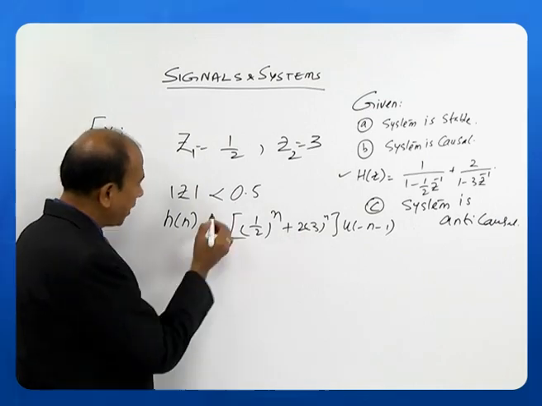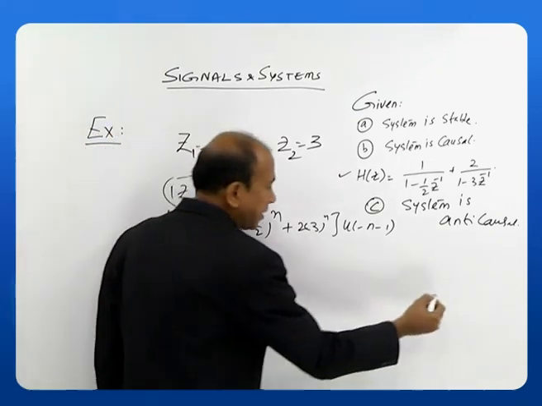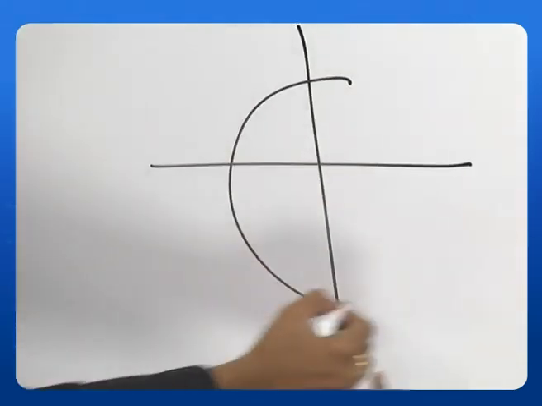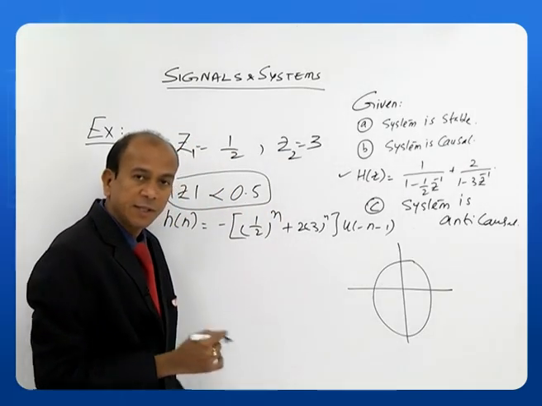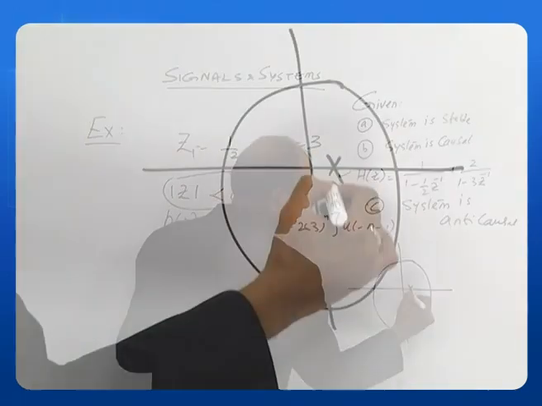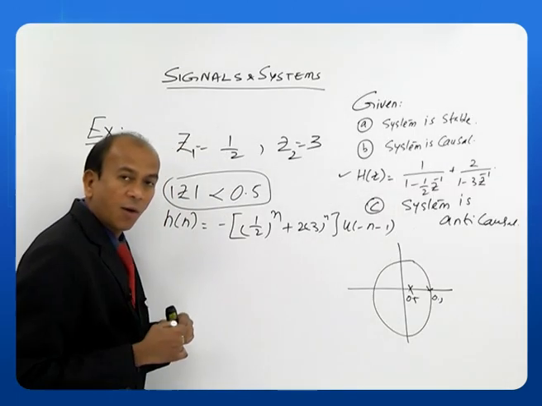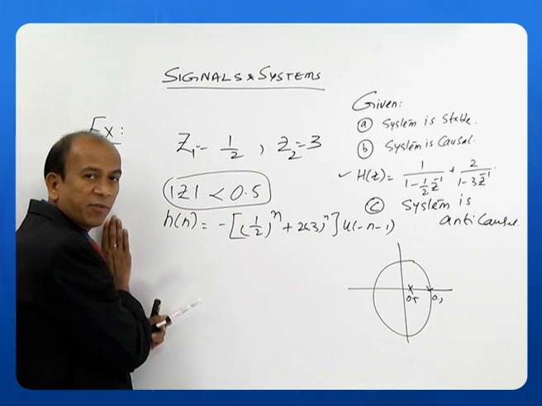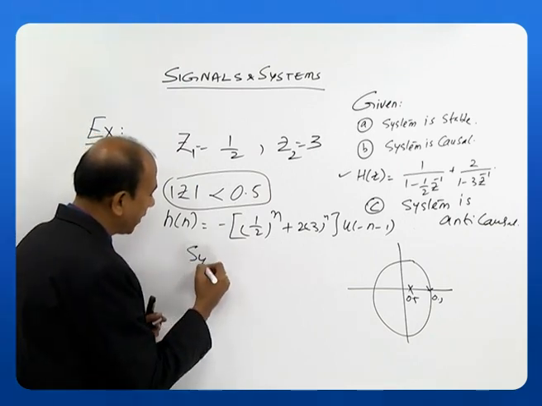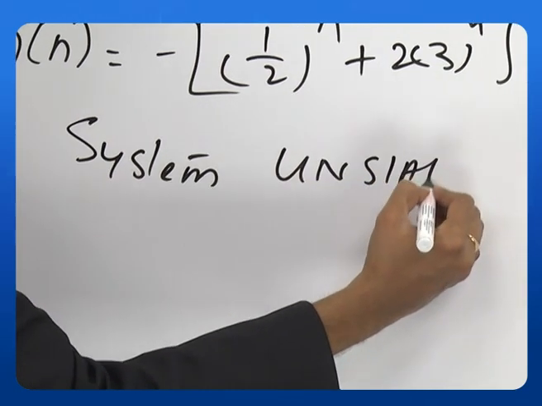Now, again if you look at this particular case and this diagram, this is the pole plot. Where are the poles lying? One pole is lying at 0.5, the other pole is lying at 0.3. Now, this is less than 0.5 and the system automatically becomes unstable.